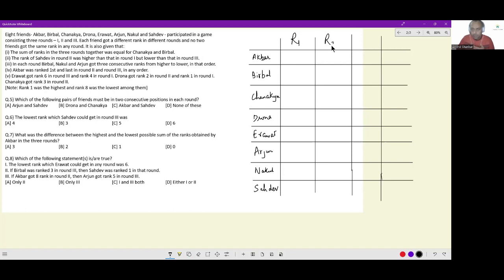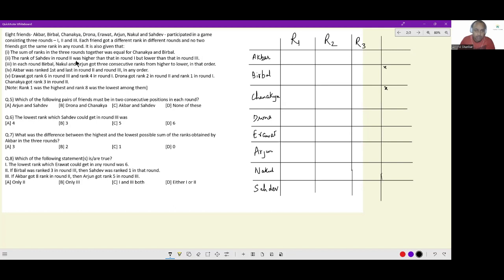Round 1, round 2, and round 3. Now we know the ranks given in every round are different, 1 to 8, and for every row you'll get different, for every column we'll get different. So the sum of ranks in the 3 rounds together was equal for Chanakya and Birbal. So if the summation here is x, the summation here is also x.